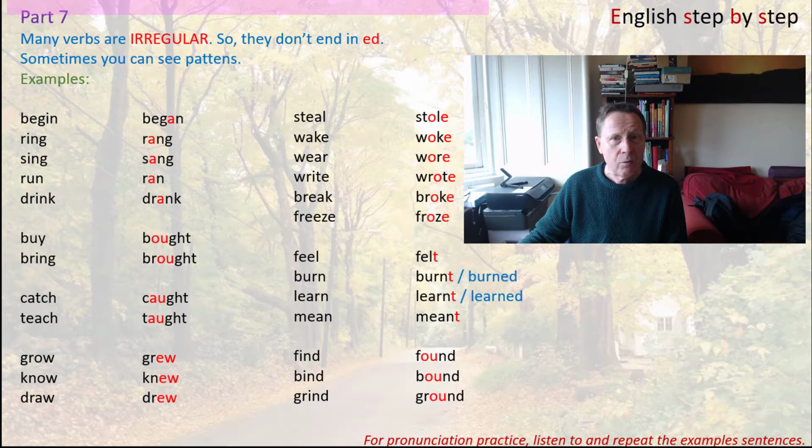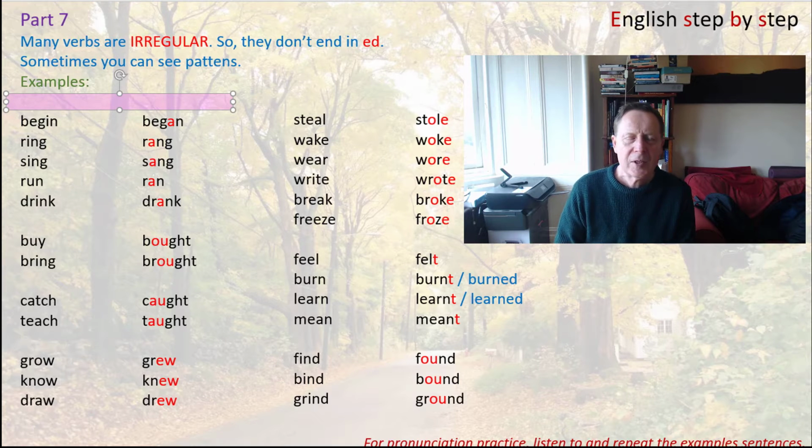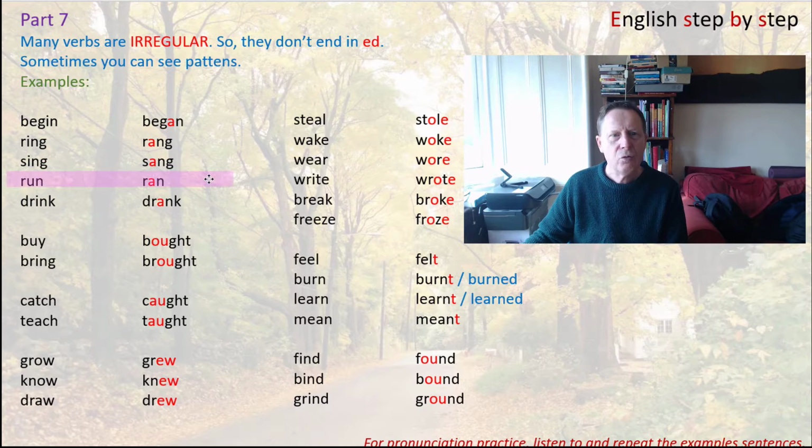So many verbs are irregular, so they don't end in ed. Sometimes you can see patterns. So let's look at some of the most common patterns. So here we have begin, past tense, began, ring, rang, sing, sang, run, ran, drink, drank. So all of these past tenses have the same vowel.